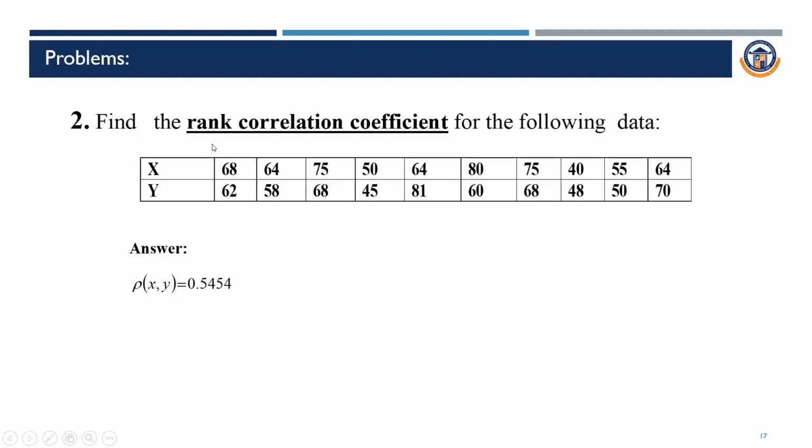So this problem comes under rank correlation coefficient. The same here, x data and y data are given, but it is not rank. So before we start the problem, using this x, we calculate rank of x. Using this y, we calculate rank of y. Then apply the same procedure. Then finding rho of x comma y. Its value is 0.5454. This value also lies between minus 1 and plus 1.